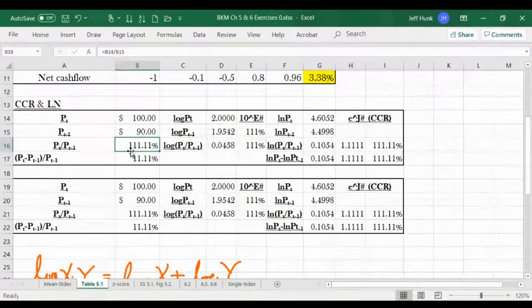Okay, and if you just divide PT by PT minus 1, then you will get a gross return, which will be this. But what is this? If you subtract PT minus 1 from PT, that's capital gains, right?